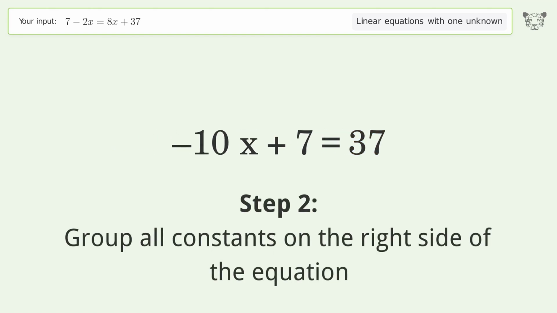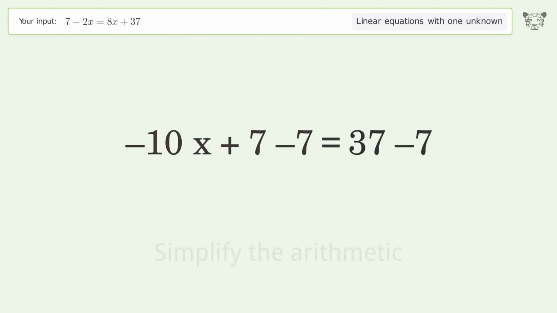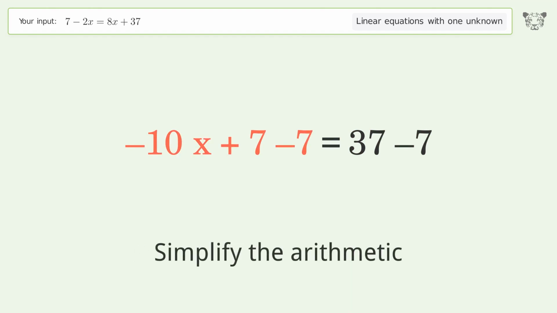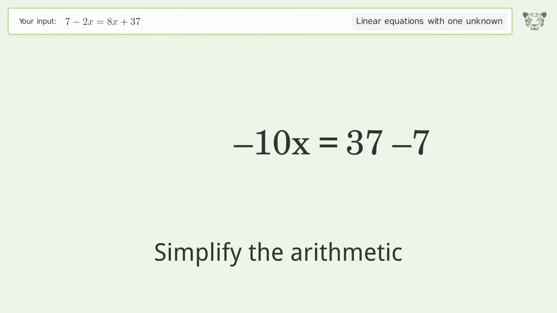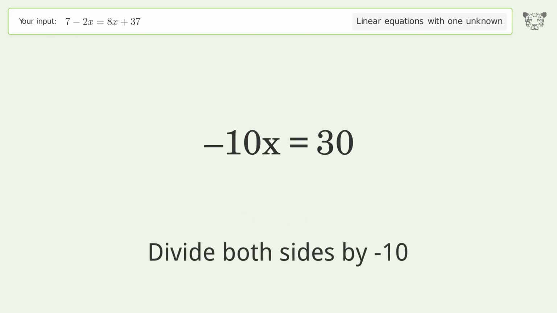Group all constants on the right side of the equation. Subtract 7 from both sides. Simplify the arithmetic. Isolate the x. Divide both sides by -10.